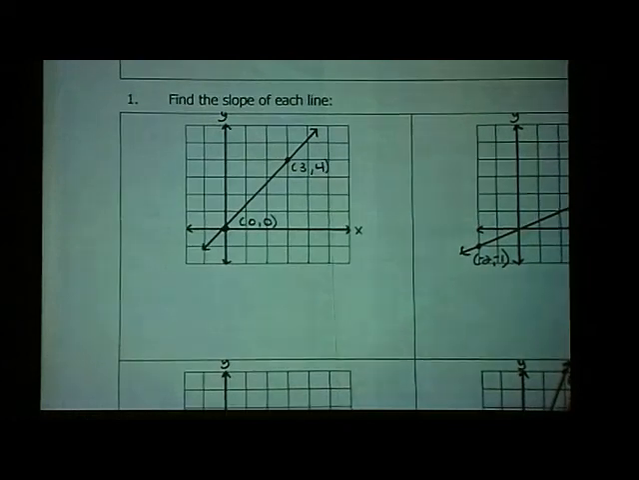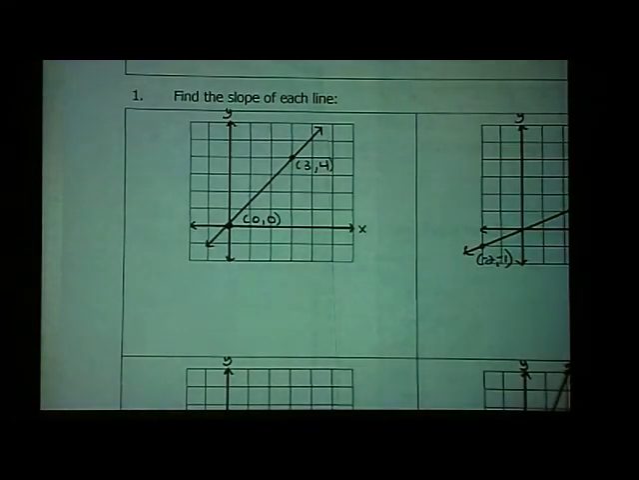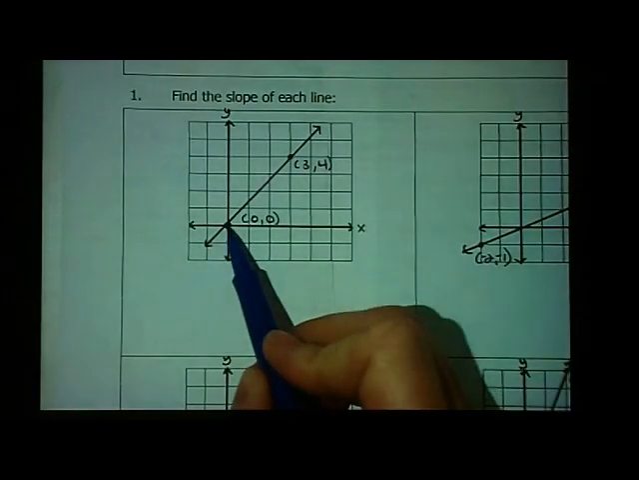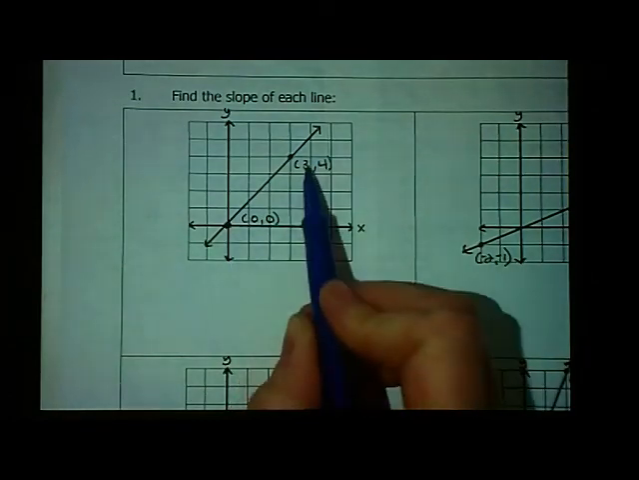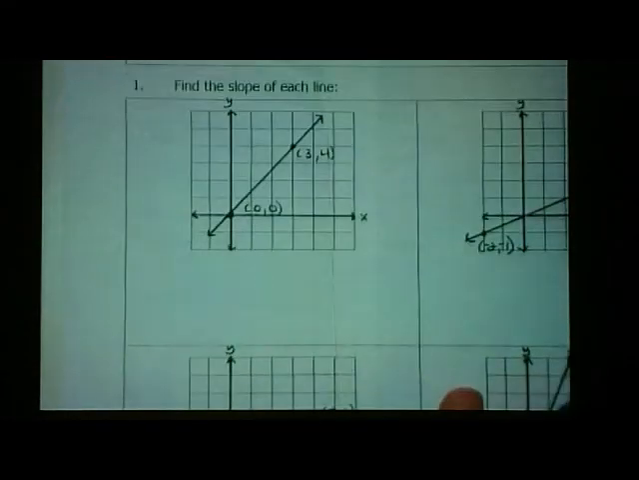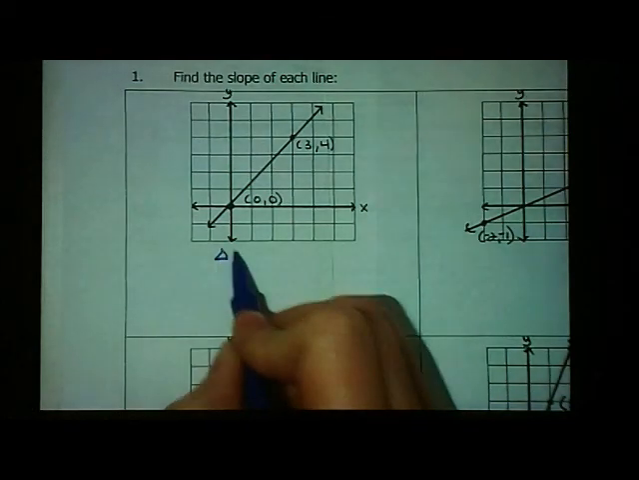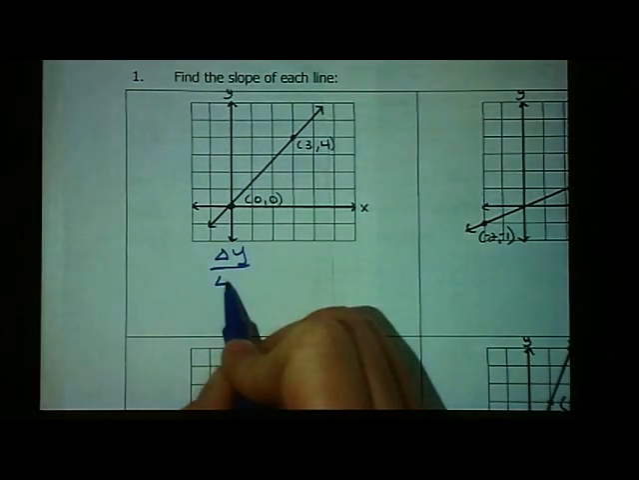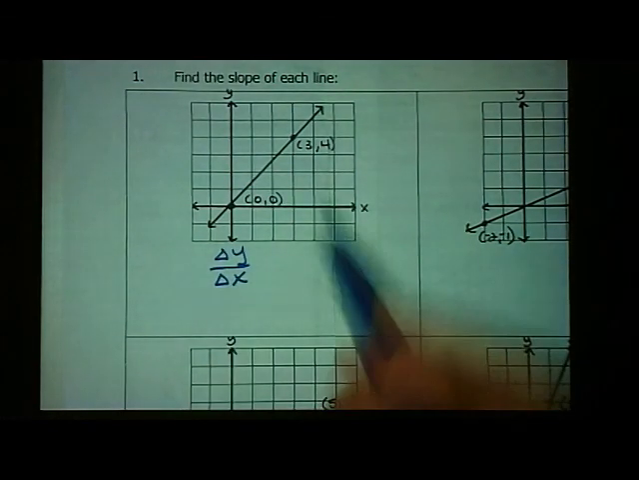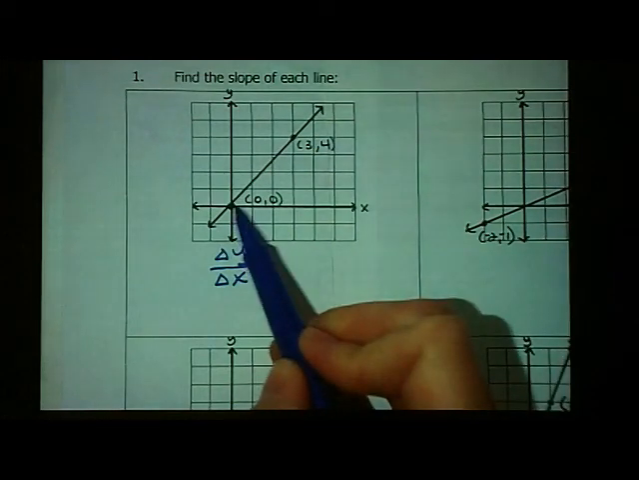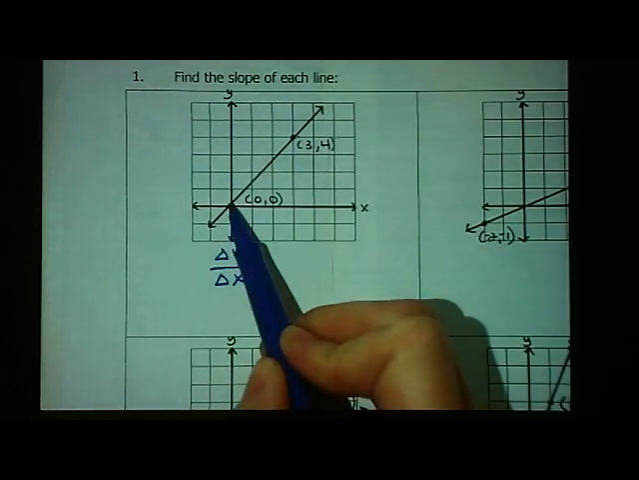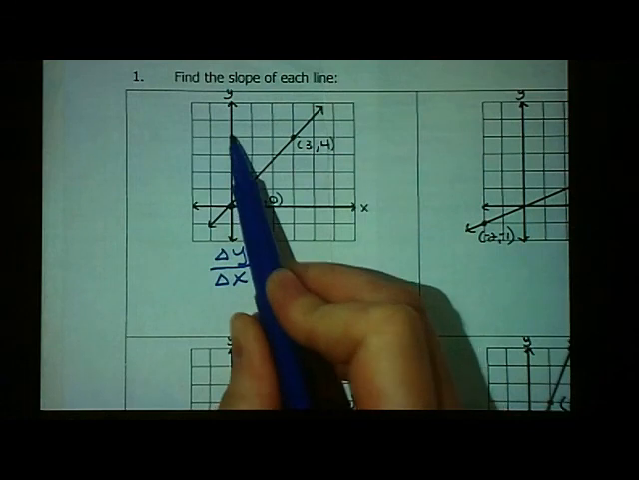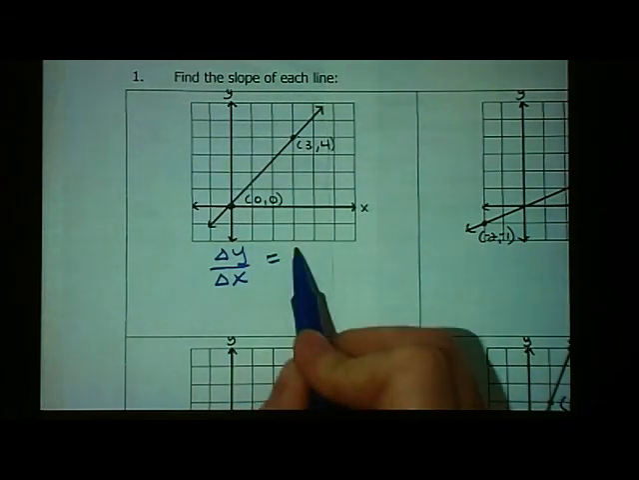Move on to our next example, and this one is also in your book. Our next graph shows us going from the point 0, 0 to the point 3, 4. Remember that formula. We're going to find the change in y over the change in x. Our change in y, again, we can count from here to here. We have to go up 1, 2, 3, 4. So that's our change in y.